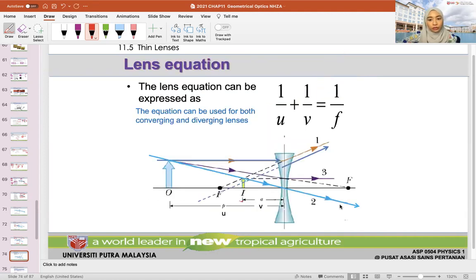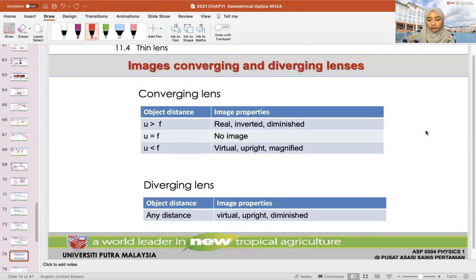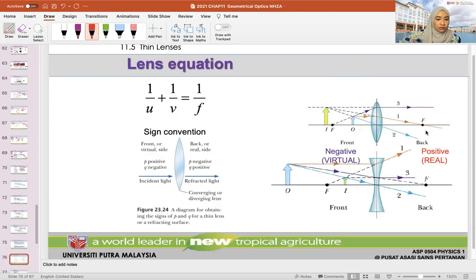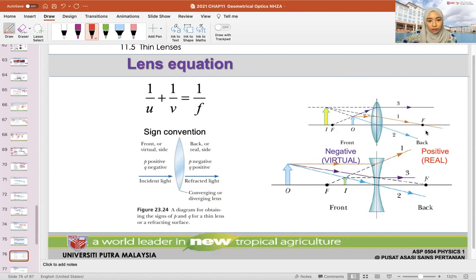Okay, lens equation: 1 over U plus 1 over V equals 1 over F. Same as before. U is the distance of your object from the lens, V is the distance of your image from the lens, and F is your focal point. Remember, if your focal point is real, where the light should be passing through, F is positive. If virtual, F is negative. Oh, you have it here. I already told you this one. It's also in your book.